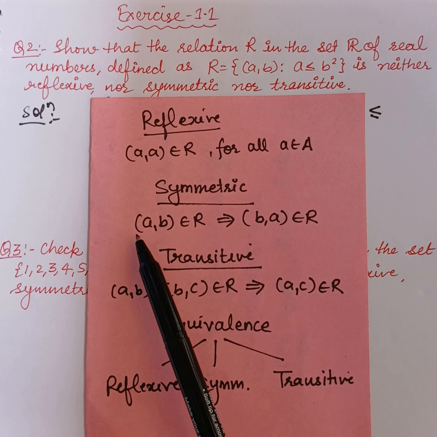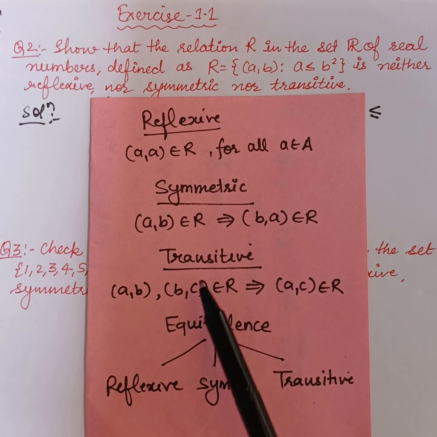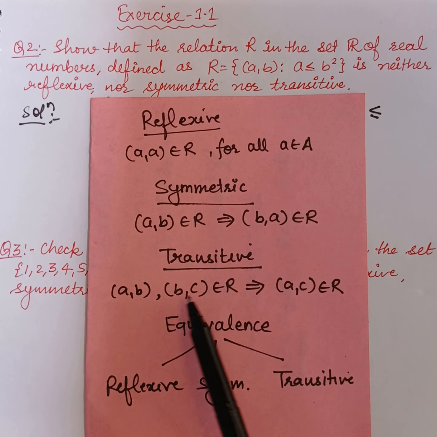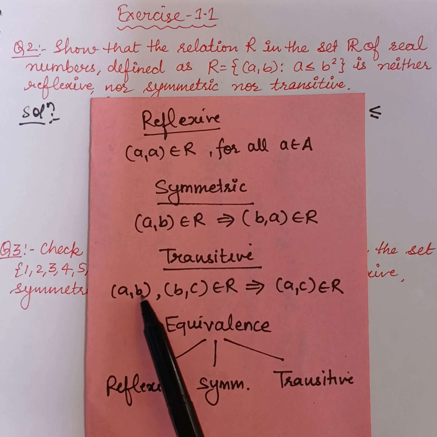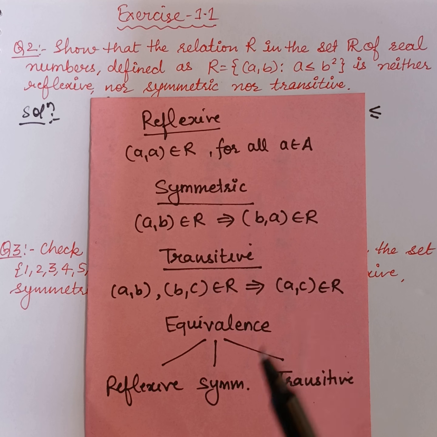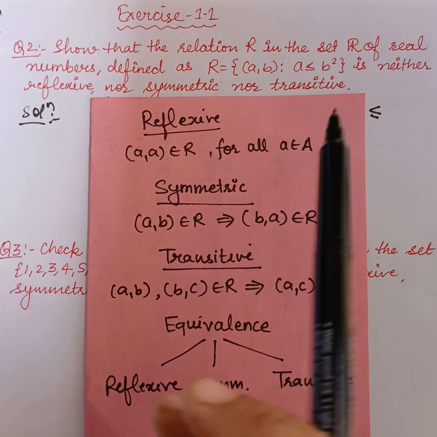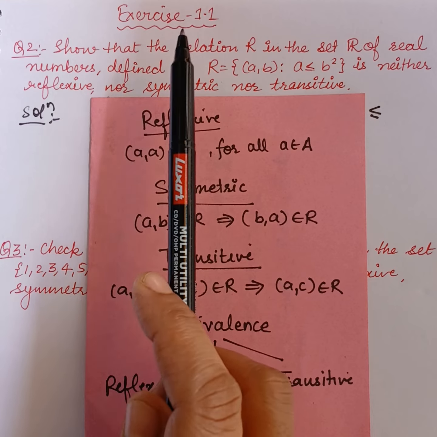For symmetric, if (a, b) belongs to R, then if we interchange their positions, that element also should belong to R. Then it will be symmetric. For transitive, if (a, b) and (b, c) belong to R, where this element should be common, then (a, c) should also belong to R. And when a relation is reflexive, symmetric and transitive, all three are there, then we say that it is an equivalence relation. Now let us start with question 2 of exercise 1.1.